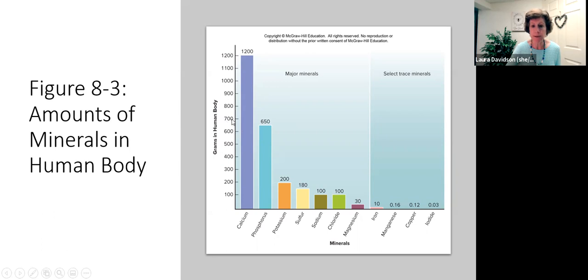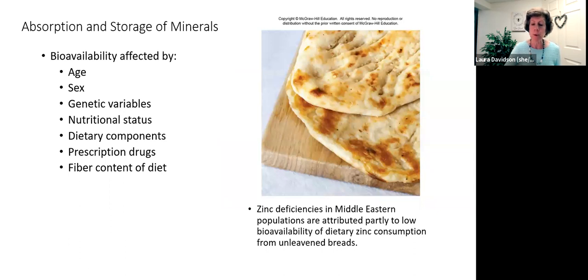So this is grams in the human body, and you can see calcium and phosphorus far outweigh the other minerals. Not that they aren't essential, because every one of them is essential. One of the things that we get to when we talk about minerals is bioavailability. Bioavailability means what is available for your body. With minerals, there's a difference between what is in the food and what is absorbed and utilized.